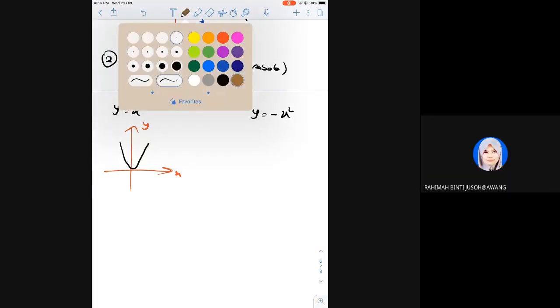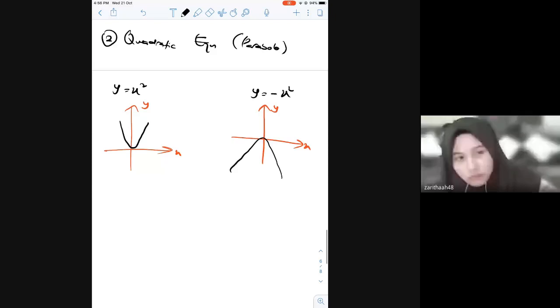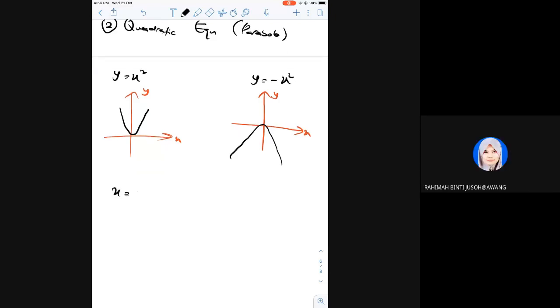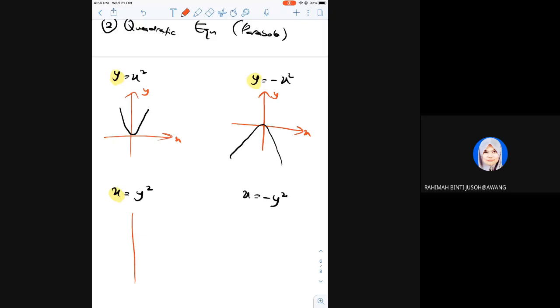Alright, now kalau yang ni pula, x and y sebagai subjek, dia adalah masam. Negatif kan? Okay, what if we have x as the subject? X equals to y squared. And then x equals to negative y squared. Okay, kalau tadi y sebagai subjek, you punya graph adalah pada paksi y, sama ada ke atas ataupun ke bawah. Tapi kalau x sebagai subjek, you punya graph adalah sama ada ke kiri ataupun ke kanan.